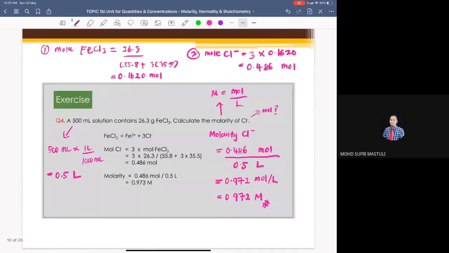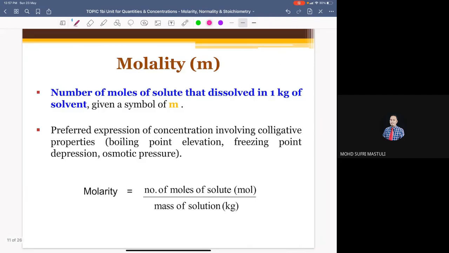Okay, we done with the molarity. We done a few exercises. You have to try by your own. Now we moving forward to the molality.